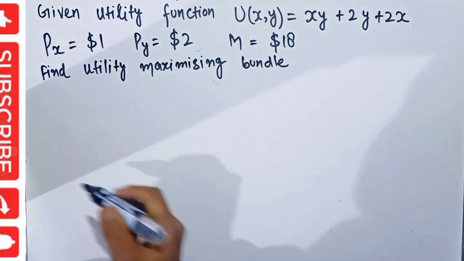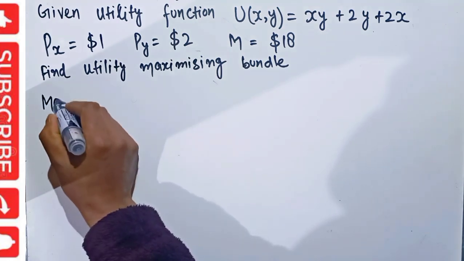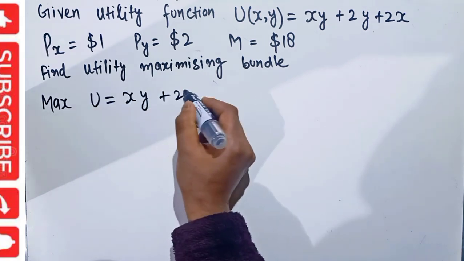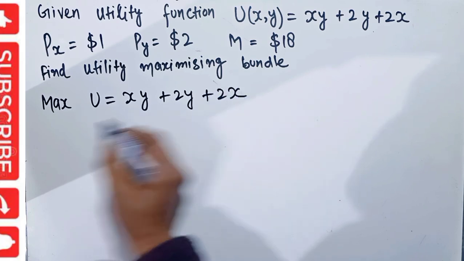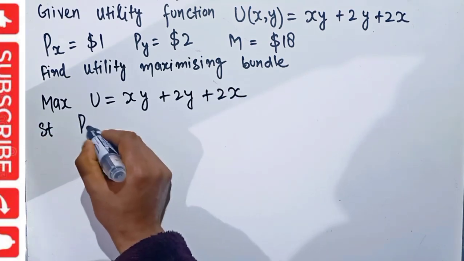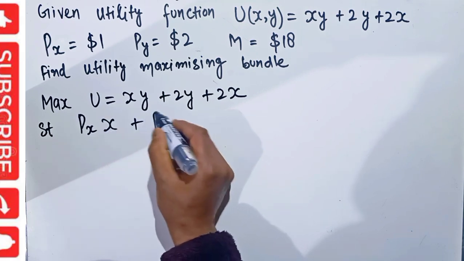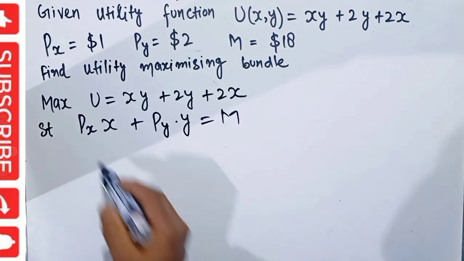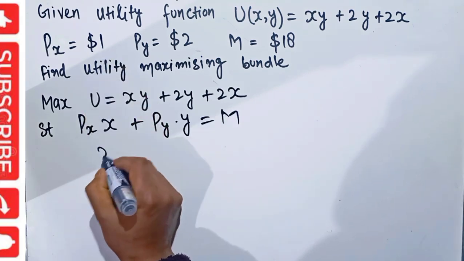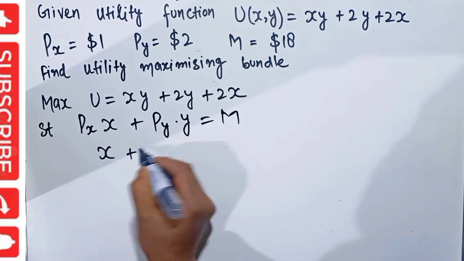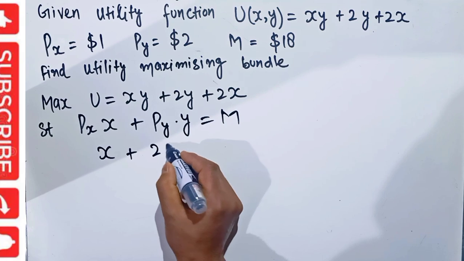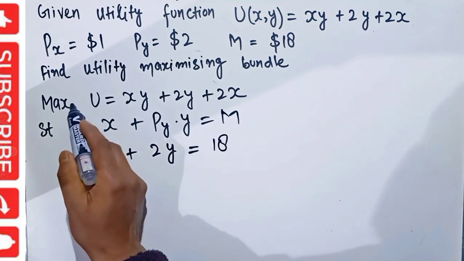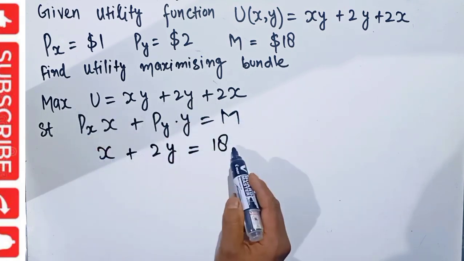So what we want to do is maximize the given utility u is equal to xy plus 2y plus 2x, subject to the budget constraint, that is price of good x times units of good x plus price of good y times units of good y should be equal to the income of the consumer. Price of good x is $1, so we can write x into 1 is x, plus price of good y is 2, so in place of py we have 2y, should be equal to the income of the consumer, which is $18. We want to maximize this utility function subject to this budget constraint.